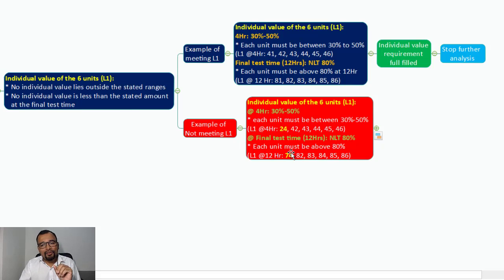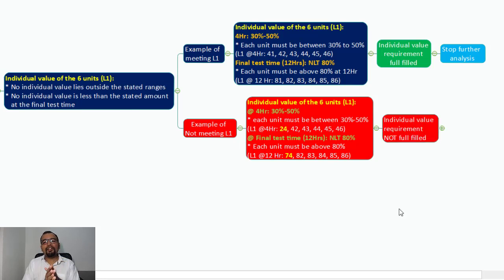The second one is, at the last time point, your dissolution requirement is not less than 80%. That is at the 12th hour. And what are the values? 74%, 82, 83, 84, 85, and 86%. So you can clearly understand that unit number 1 has less than your required acceptance criteria of 80%. So now, what can you conclude?